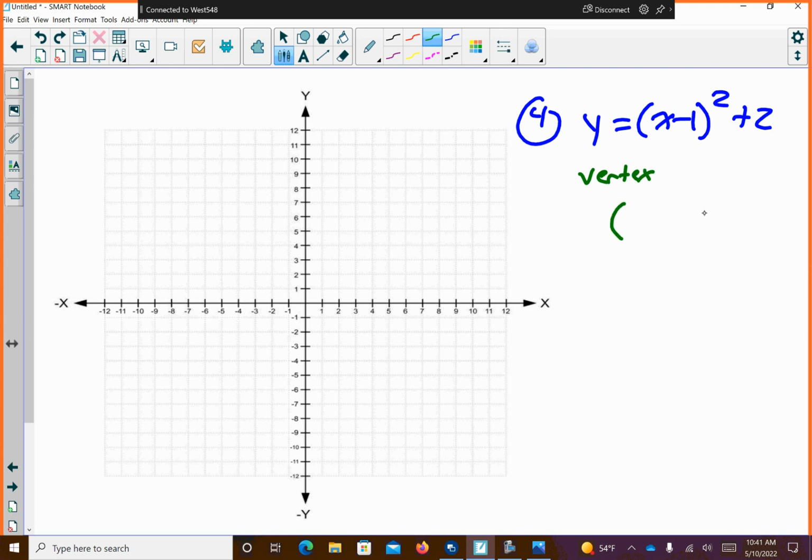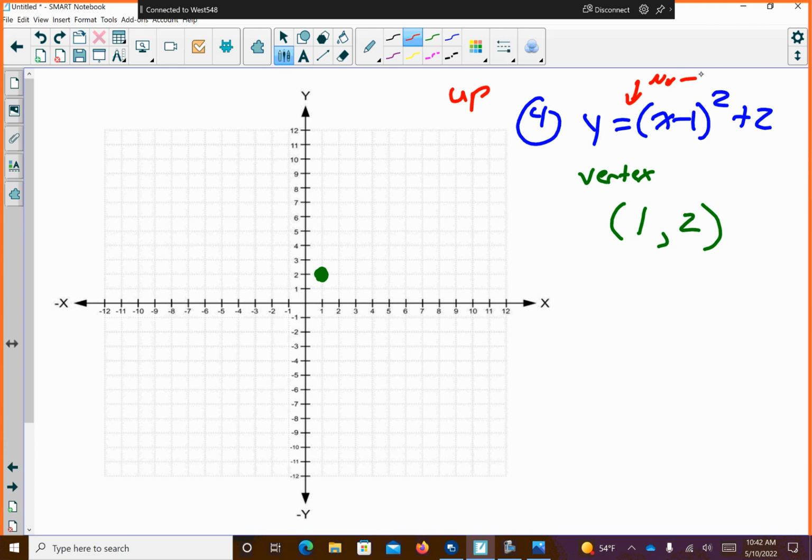So remember, when I pull something out of the parentheses, what do you know about the sign? It's going to change. So this -1 changes to a +1. If it's outside the parentheses, it changes this. There's my vertex, so (1, 2) is right there. Okay? So, do we know if this parabola opens up or down? It opens up because there's no negative sign in front. Okay, so it opens up.